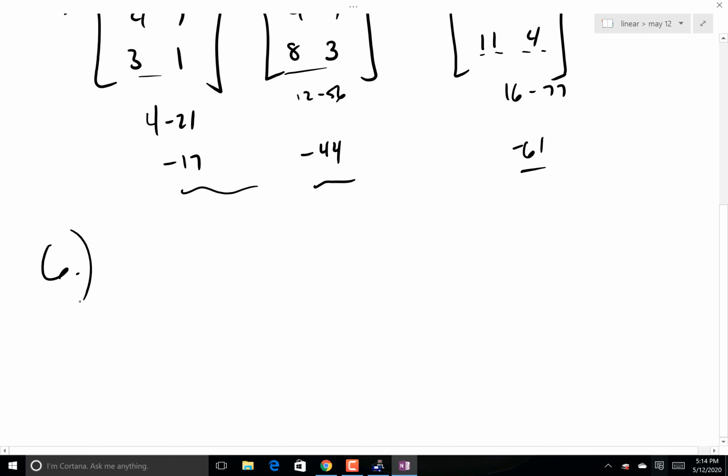I'm not gonna lie. If B is obtained by adding a multiple of one row or column to another row or column, then the determinant of B is equal to the determinant of A. Interesting. Okay, so what does that mean? Okay, well, let's find out.